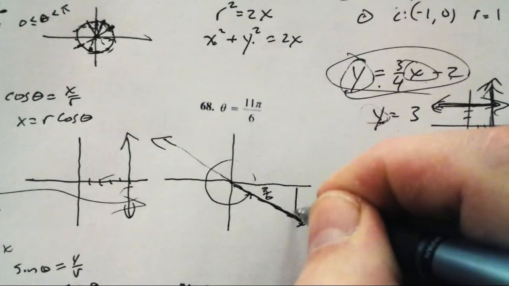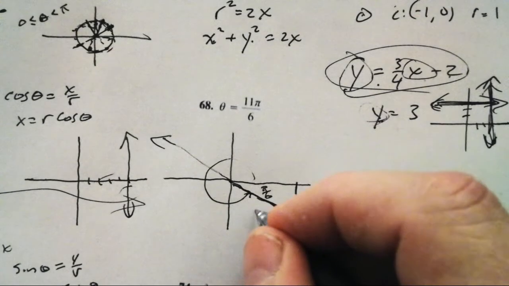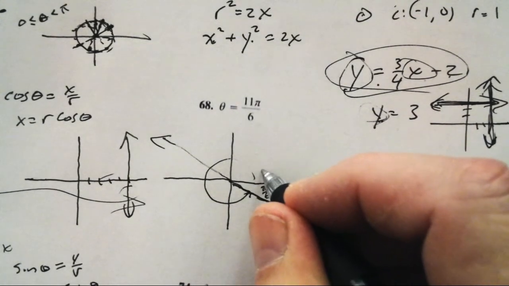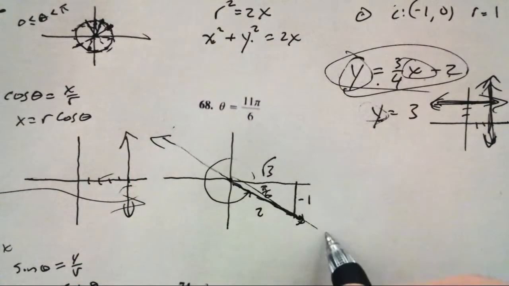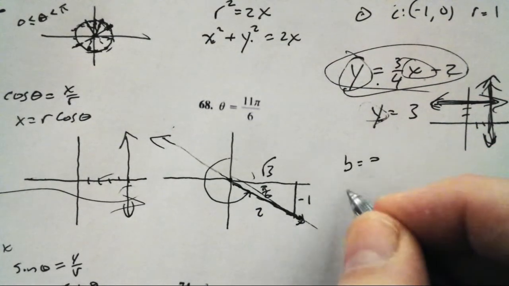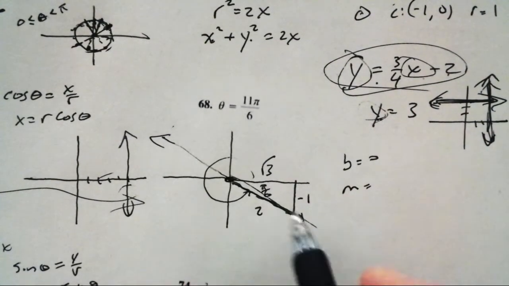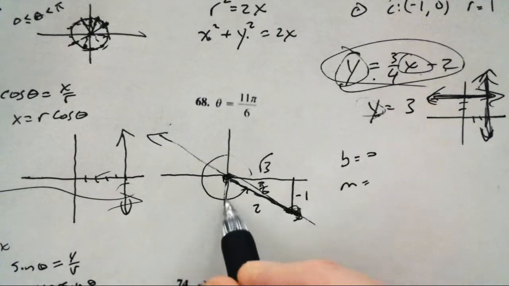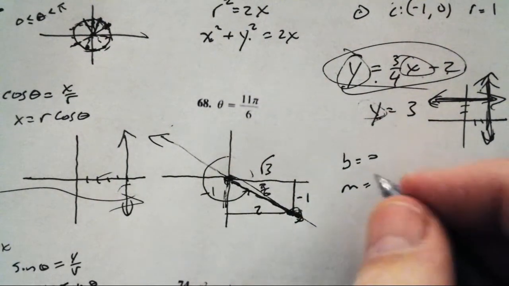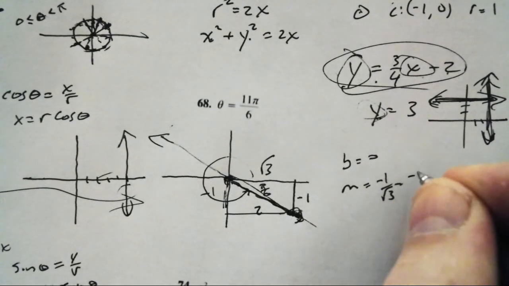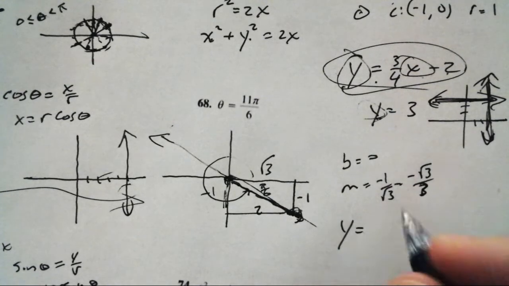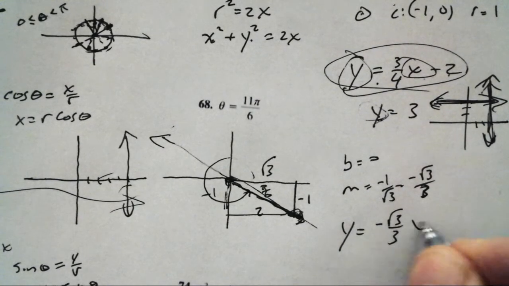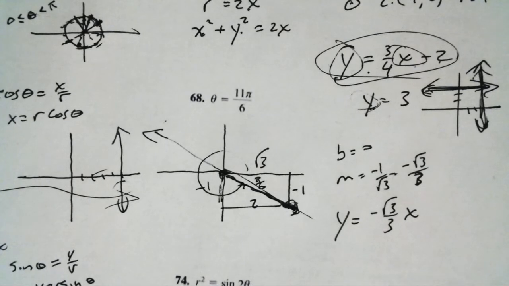And if this is a 30, 60, 90, for convenience, I could call this length 1, this length 2, this length square root of 3. This is negative because it's down. So what is our y-intercept of our line? B is 0. What's our slope? Our slope is, to get from this point to this point, for instance, we go down 1 over square root of 3. Rationalize. We get our equation of our line is just y equals negative square root of 3 on 3 x. All right, that's not so bad.